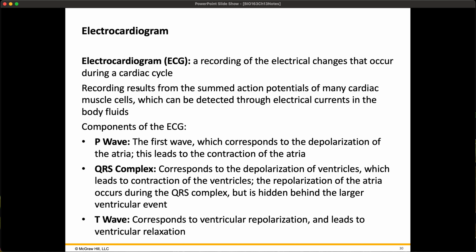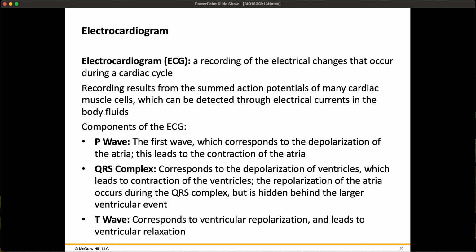Each one of those waves, each one of those spikes or dips, is reflecting the electrical events within the heart that we just went through, the SA node and AV node, that conduction cycle. When we talk about the electrical events of the heart, we're talking about changing the resting membrane potential, the charge within those cells.